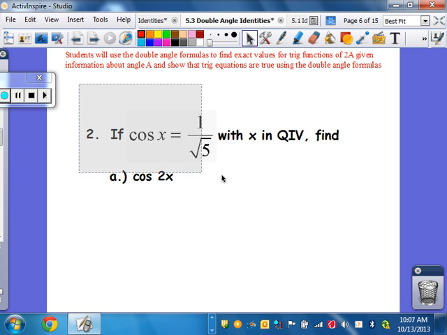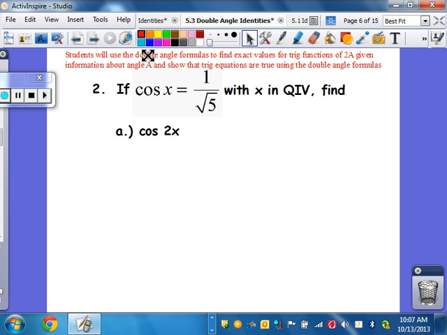All right, what do we have now? If cosine x equals 1/√5 with x in quadrant 4, find the cosine double angle answer. Alrighty, I know something about cosine. It's in quadrant 4. I don't even need to draw this one, because is there a cosine double angle formula in which you only have cosine in it because I'm given that? There is. I believe it's the middle one.